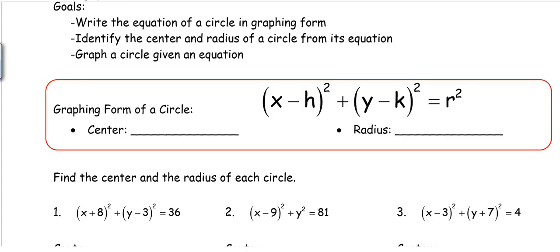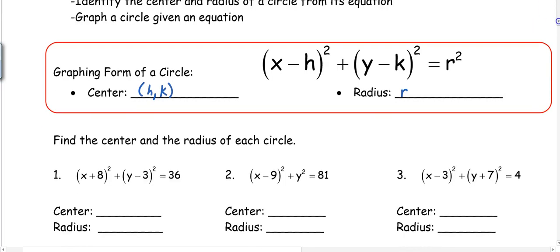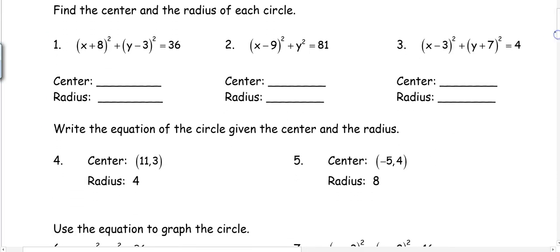So the basic form for the graph of a circle is (x - h) squared plus (y - k) squared equals r squared. Your center is represented by the h and the k values, and your radius is represented by the r. So let's look at some equations of a circle, and we need to find the radius and the center.